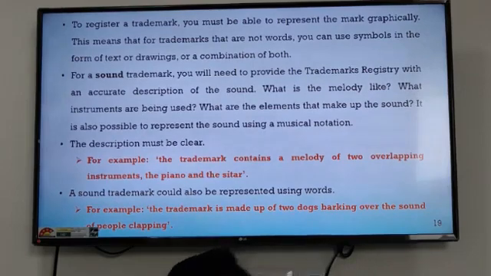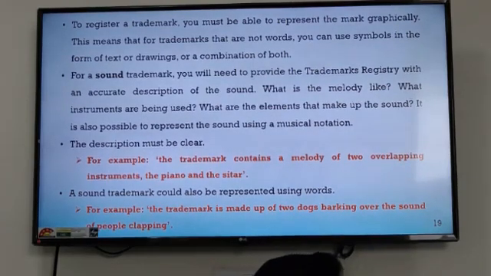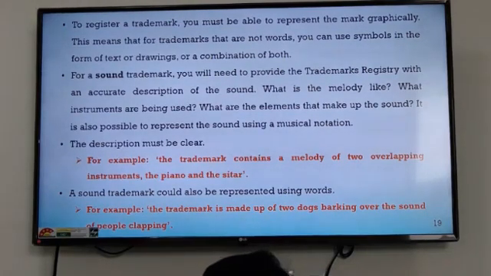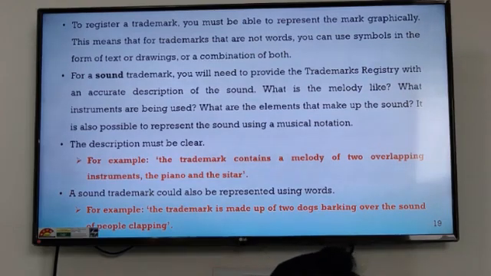So what do I mean when I say elements that make up a sound? Look at the example I put up on the screen. A trademark contains a melody of two overlapping instruments, the piano and the sitar. So in other words, these two melodies, or the fact that they overlap, may not be representable through musical notations. That is a situation where you will have to describe it using words. A trademark is made up of two dogs barking over the sound of people clapping. That is not something that even constitutes a melody. Forget using a musical notation.